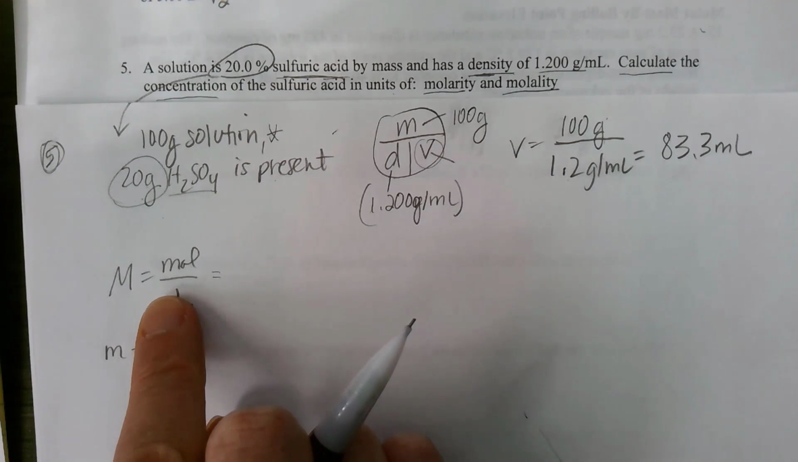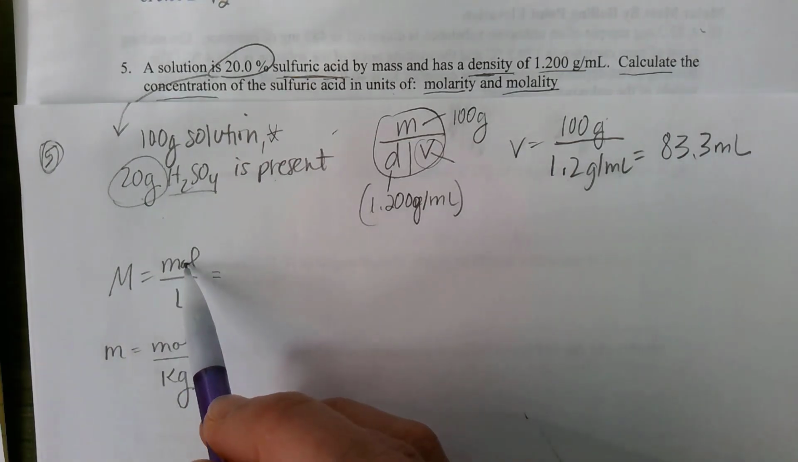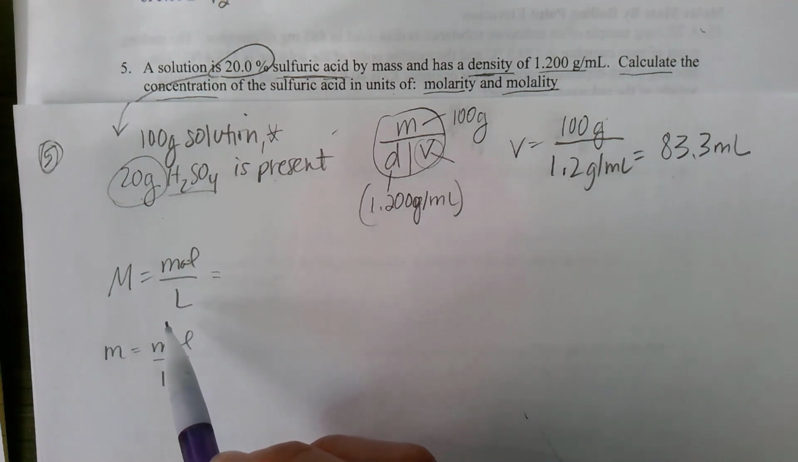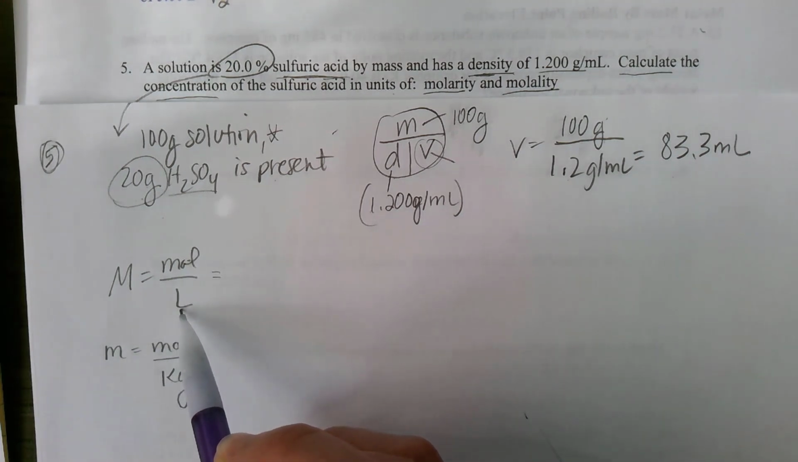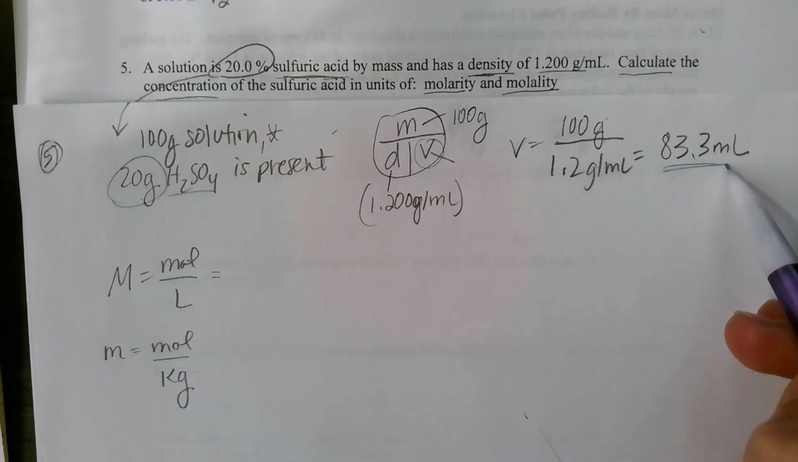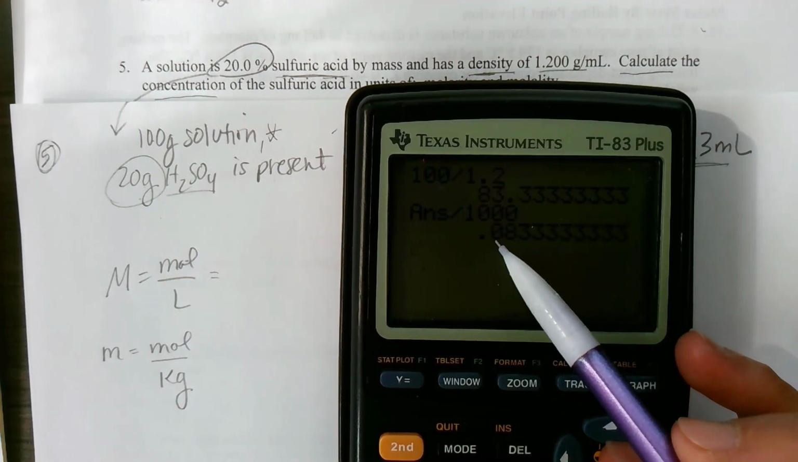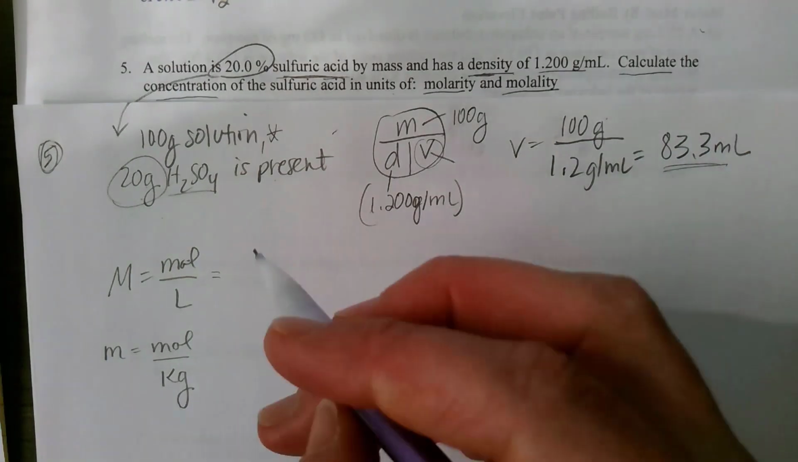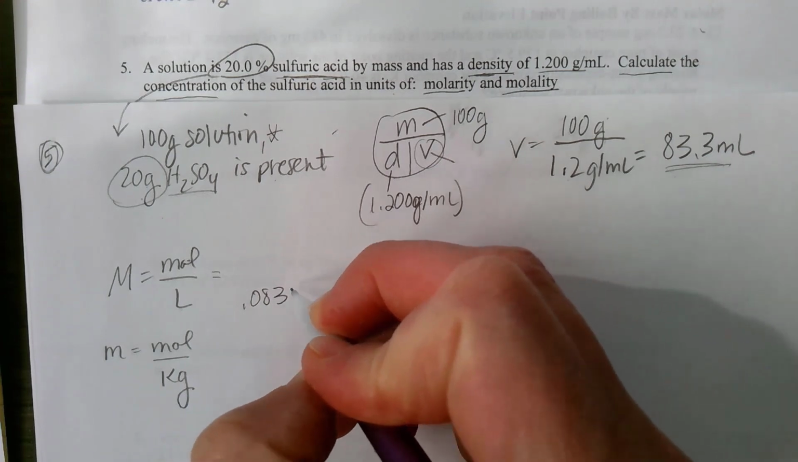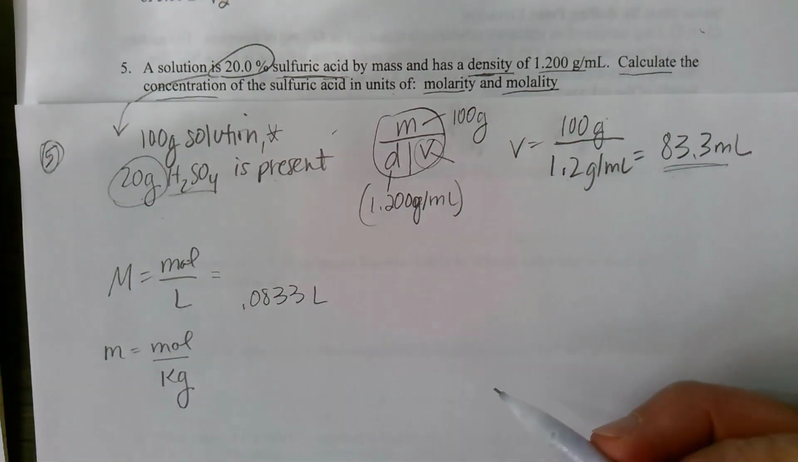Let's figure out what we need to know first. We need to know how many moles of sulfuric acid per liters of solution. Well, luckily we know milliliters, and we can divide that by 1,000. So we know we have 0.0833 liters of solution.